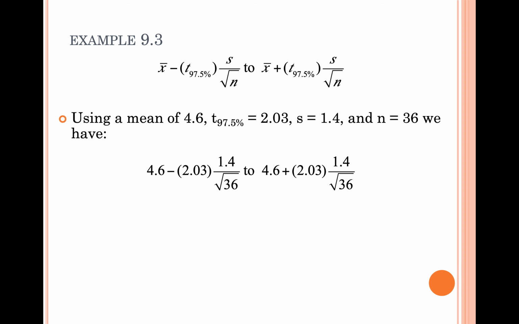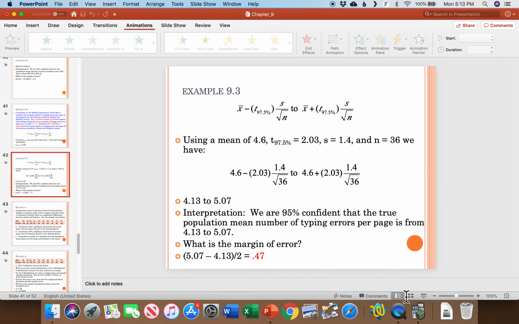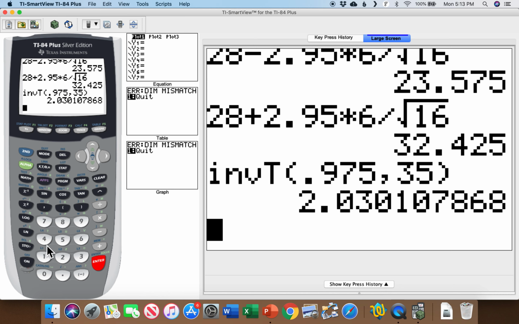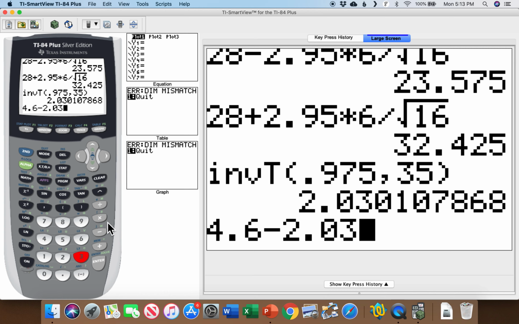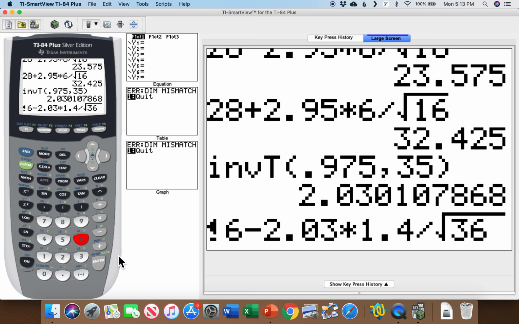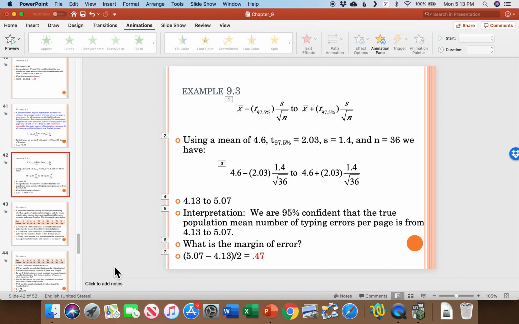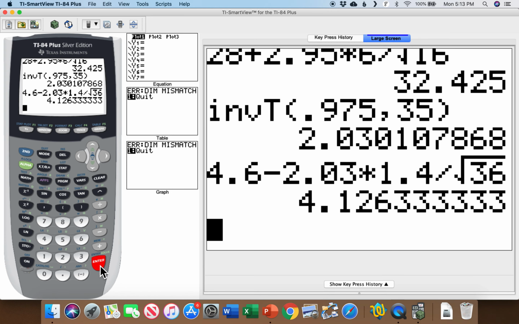4.6 and 2.03, 1.4, and square root of 36. 4.6 minus 2.03 times 1.4 divided by the square root of 36. Make sure I got those right. Yes. So the lower end of the confidence interval is 4.13.